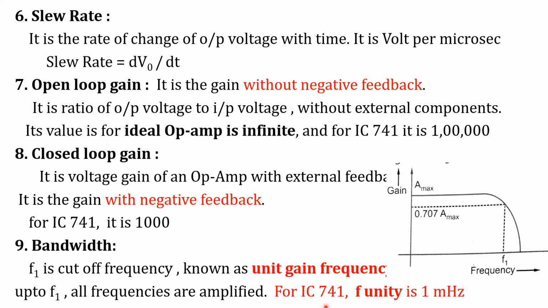For IC741, F unity is always 1 megahertz. Now, these are the various operational amplifier parameters. All these terms you must know, as we explain the next term.